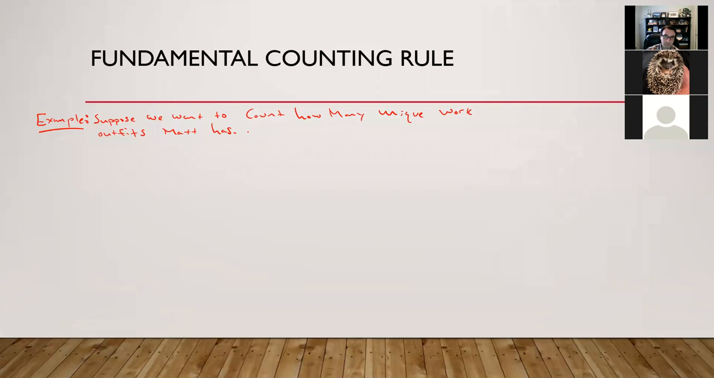So Matt has 10 work shirts, 4 pairs of work pants, and 2 pairs of work shoes. What we want to count is the number of unique outfits from this. What you don't want to do is go 10 plus 4 plus 2, 16, Matt has 16 different outfits. That's not how it works.